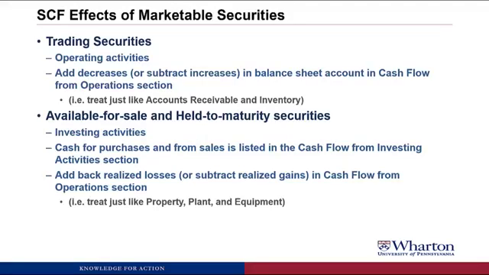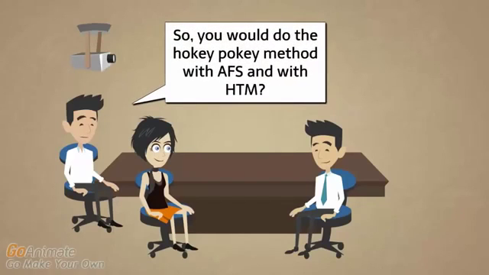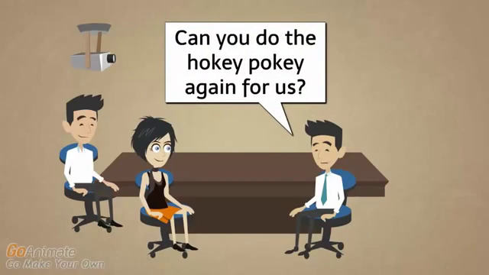All the transactions that we did for property, plant, equipment and how they showed up in the cash flow statement will also work like that for available for sale and for held to maturity. So, you would do the hokey pokey method with AFS and with HTM. Can you do the hokey pokey again for us? Yes, for AFS and HTM securities, you would do the hokey pokey method on the cash flow statement. But no, I'm not going to do the hokey pokey for you again. You can go back to week 3 and rewatch those videos if you want to see that mess.